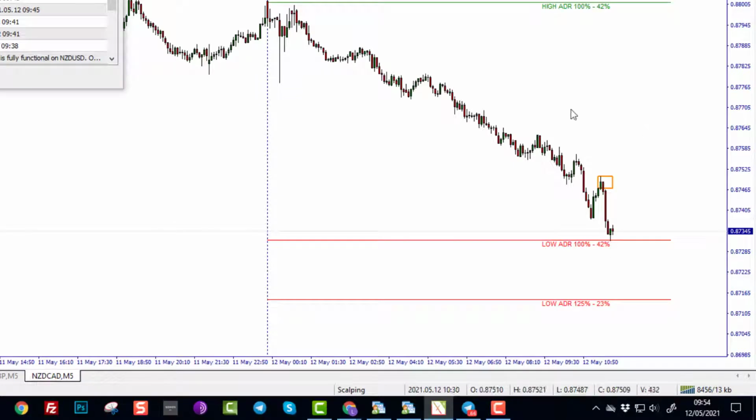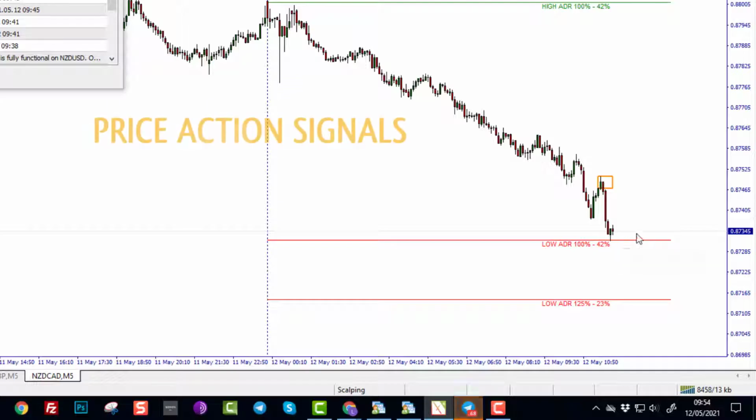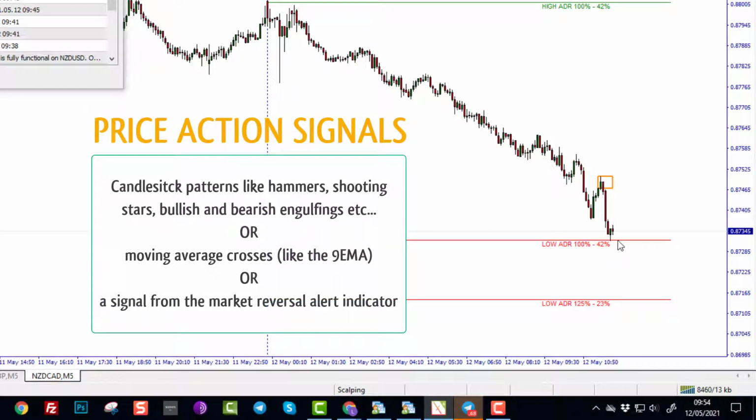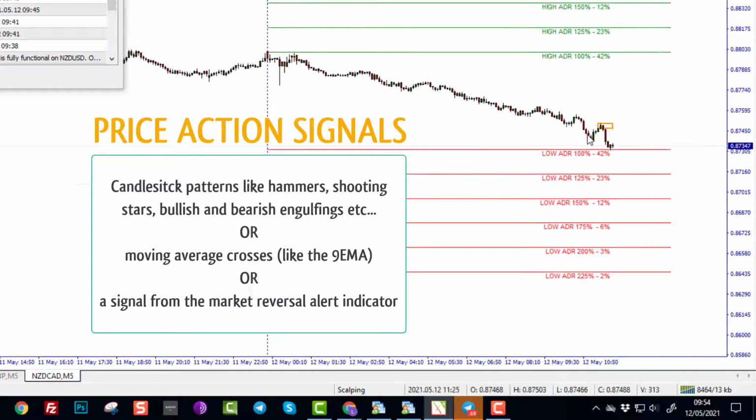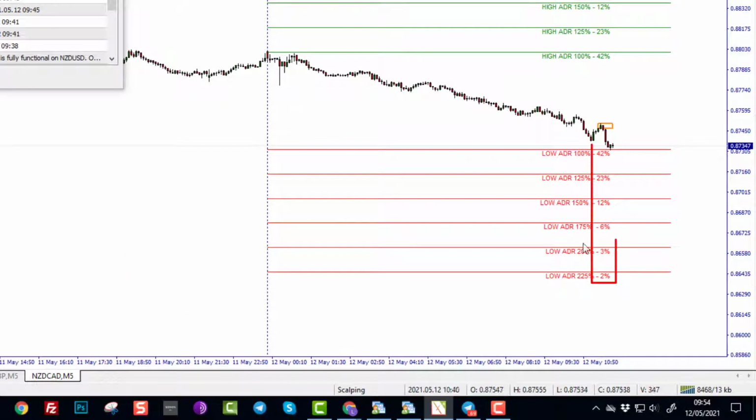So our strategy with the ADR reversal indicator is to wait for price to hit these levels and then look for price action signals to show us that there's a potential reversal starting to happen. Now, the further price pushes against these levels, as you can see, the chances of it going further diminish dramatically.